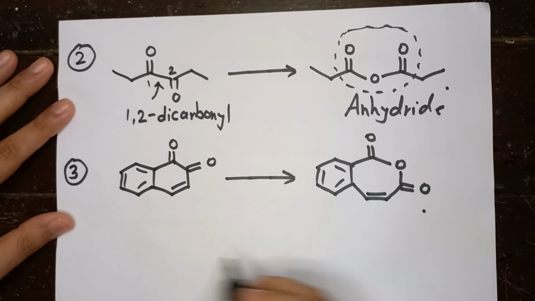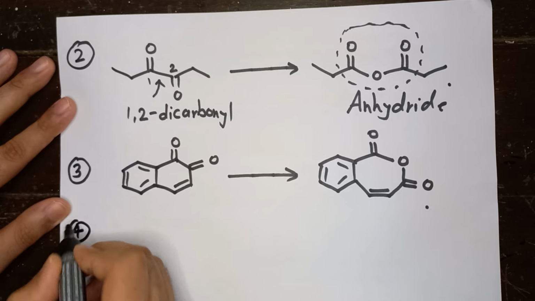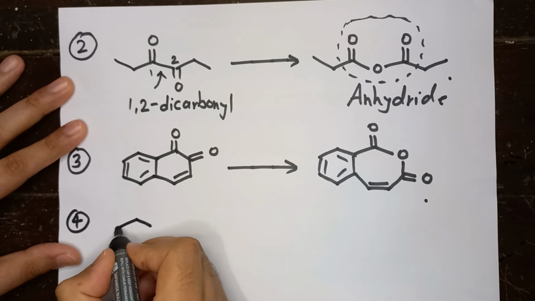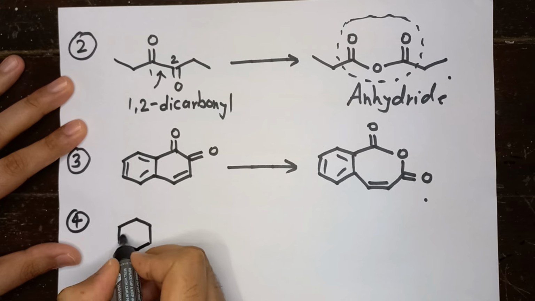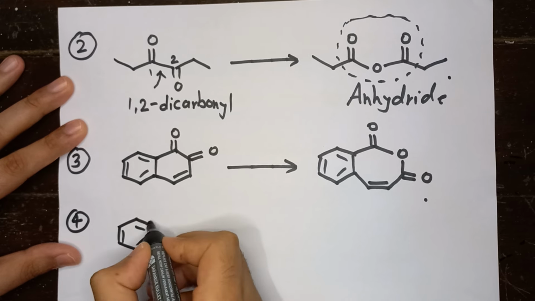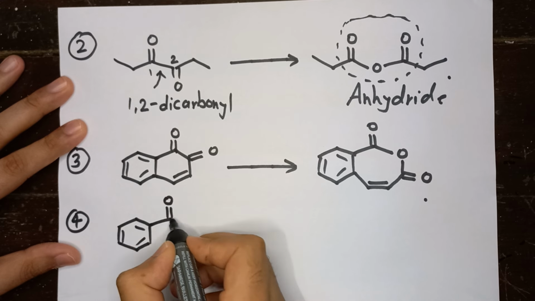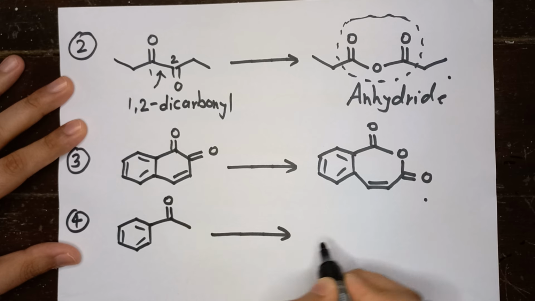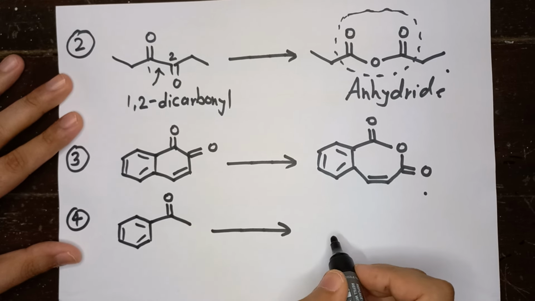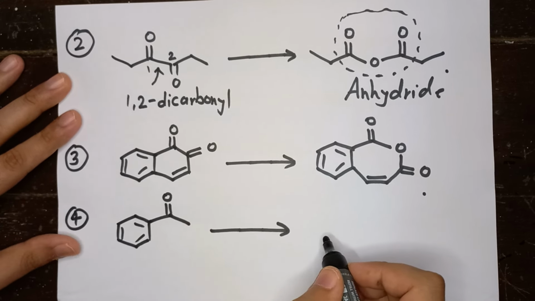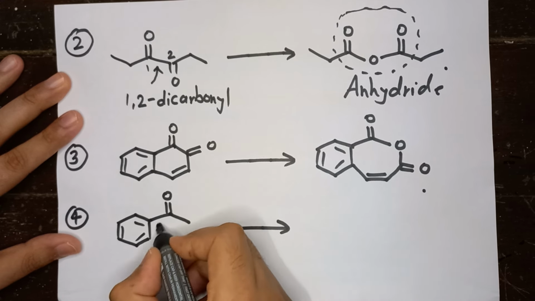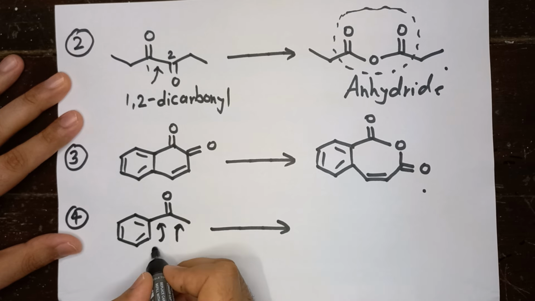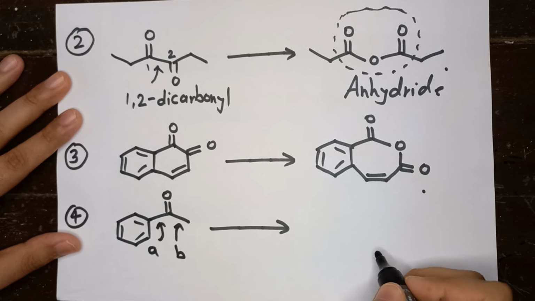Okay, so another question. Let's say I have this one. I have a benzene, a carbonyl system, and a methyl group, and I'm doing Baeyer Villiger. So will my oxygen be here or here? Will it be from the A side or the B side? What do you think?